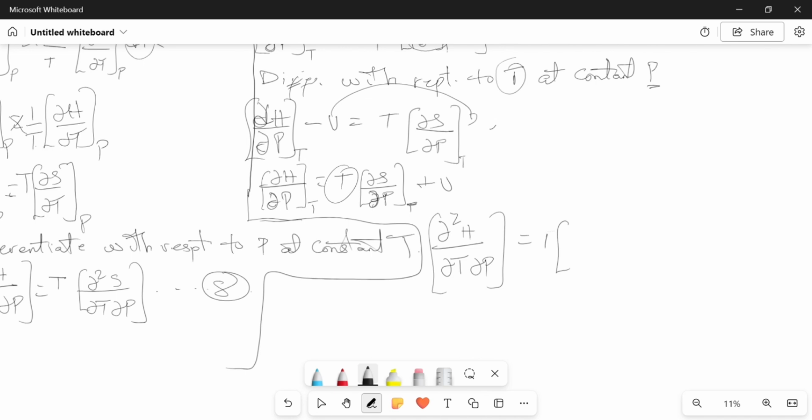Then we have t times del square s over del t del p. Good. Plus now we need to differentiate t. If I differentiate t, then I'm going to have del s over del p. Very good. Okay, sorry.